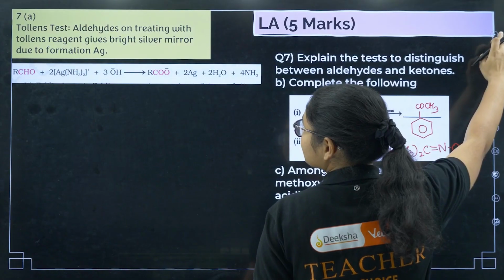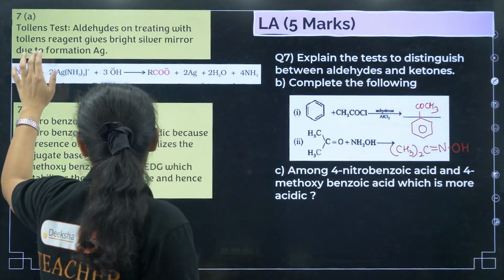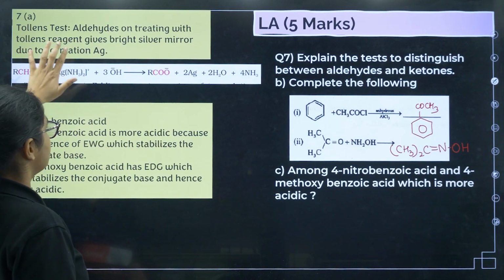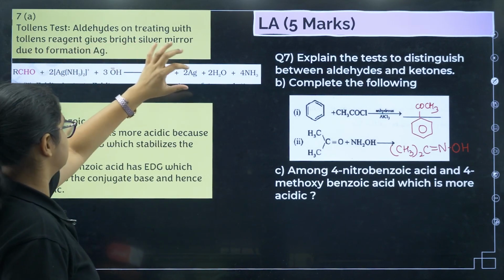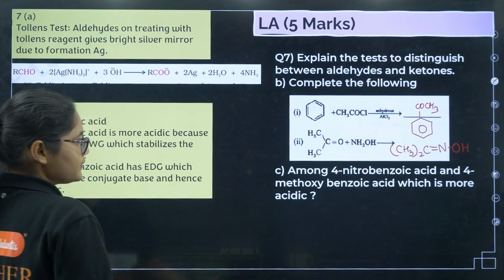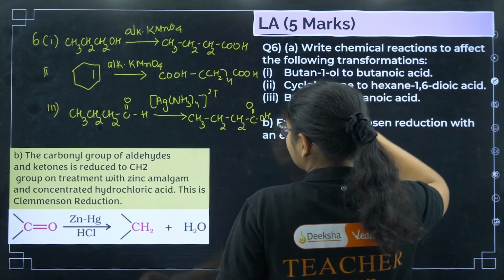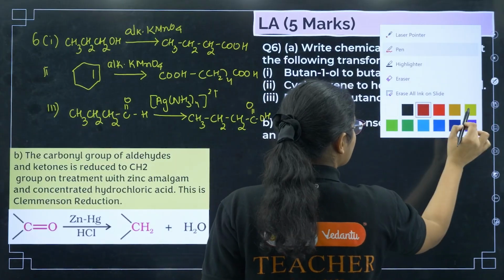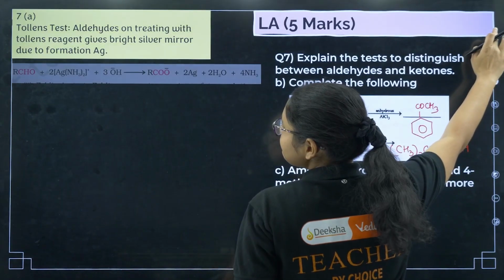Next, you can see here the test that I have given. So first of all, Tollens' test. Aldehydes on treating with Tollens' reagent give a bright silver mirror due to the formation of silver. You can see here. Okay, I made a mistake. I think here the formula of Tollens' reagent is [Ag(NH3)2]+.